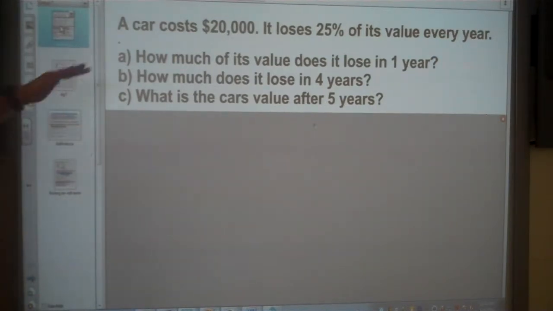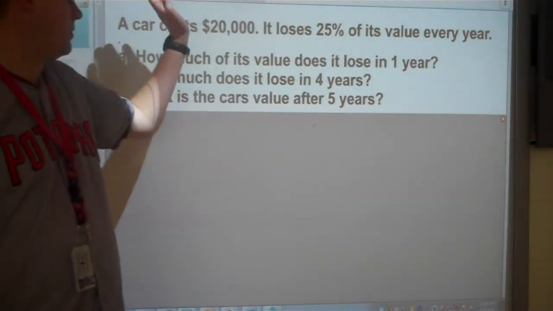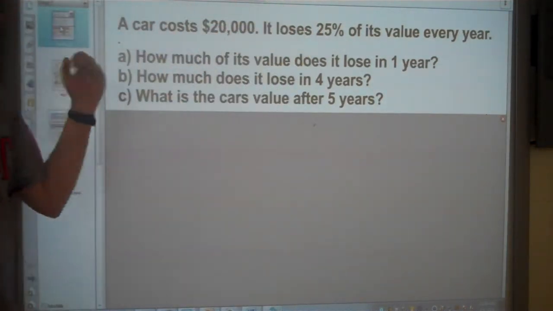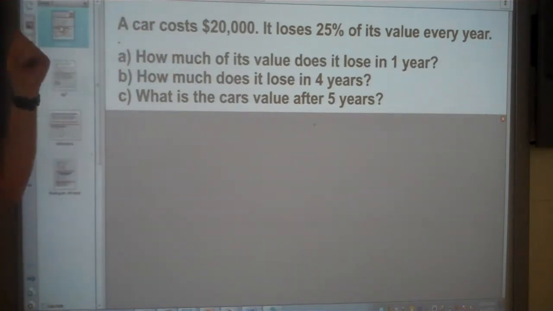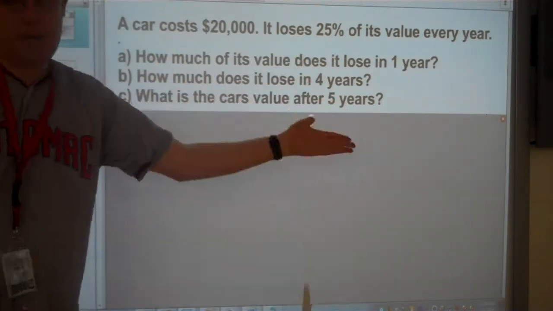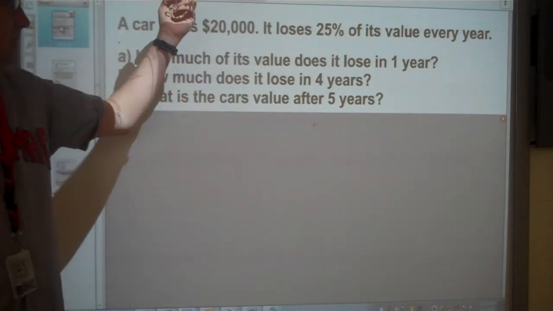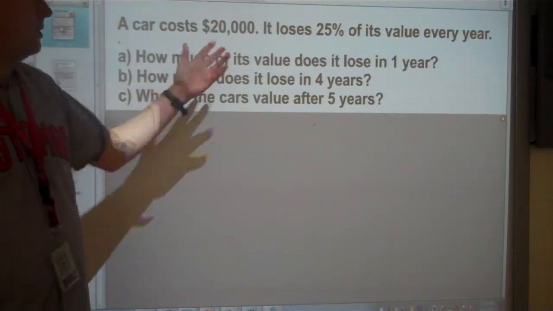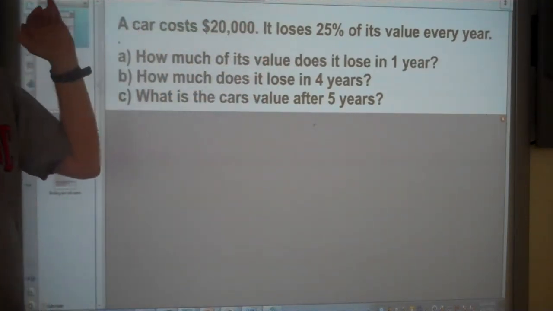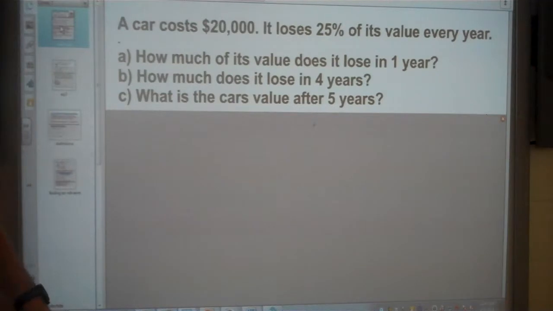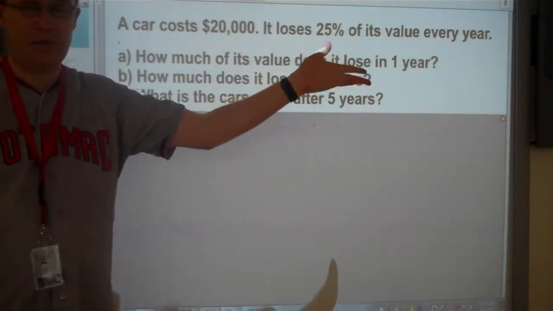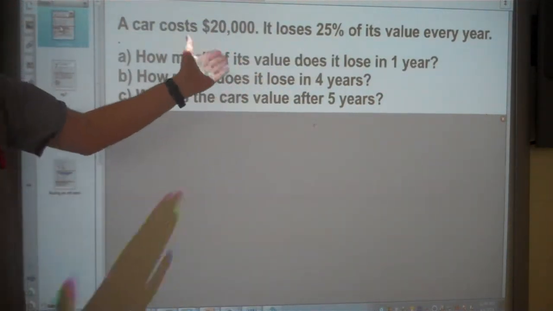Now, what a lot of people do for the first one is they simply find 25% of 20,000, which is 5,000, and that's how much the value was lost. When it comes to how much it loses in 4 years, what you certainly don't want to do is say it's 5,000 for 1 year and then times it by 4. The reason is the car's only worth 15,000 after 1 year, so the car's value changes each year, therefore its depreciation changes each year too. What you also don't really want to do is find 25% of 15,000, subtract it, and then keep doing that 2 more times so you've got to 4 years.